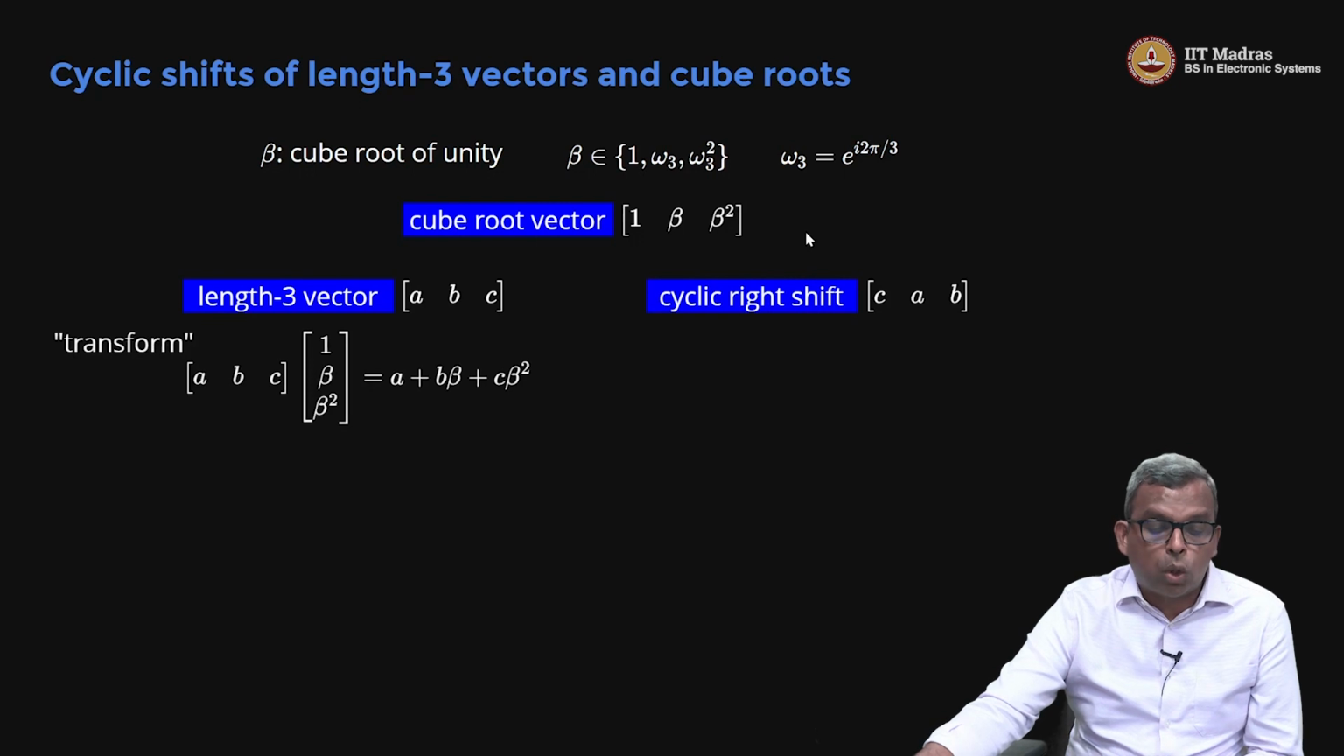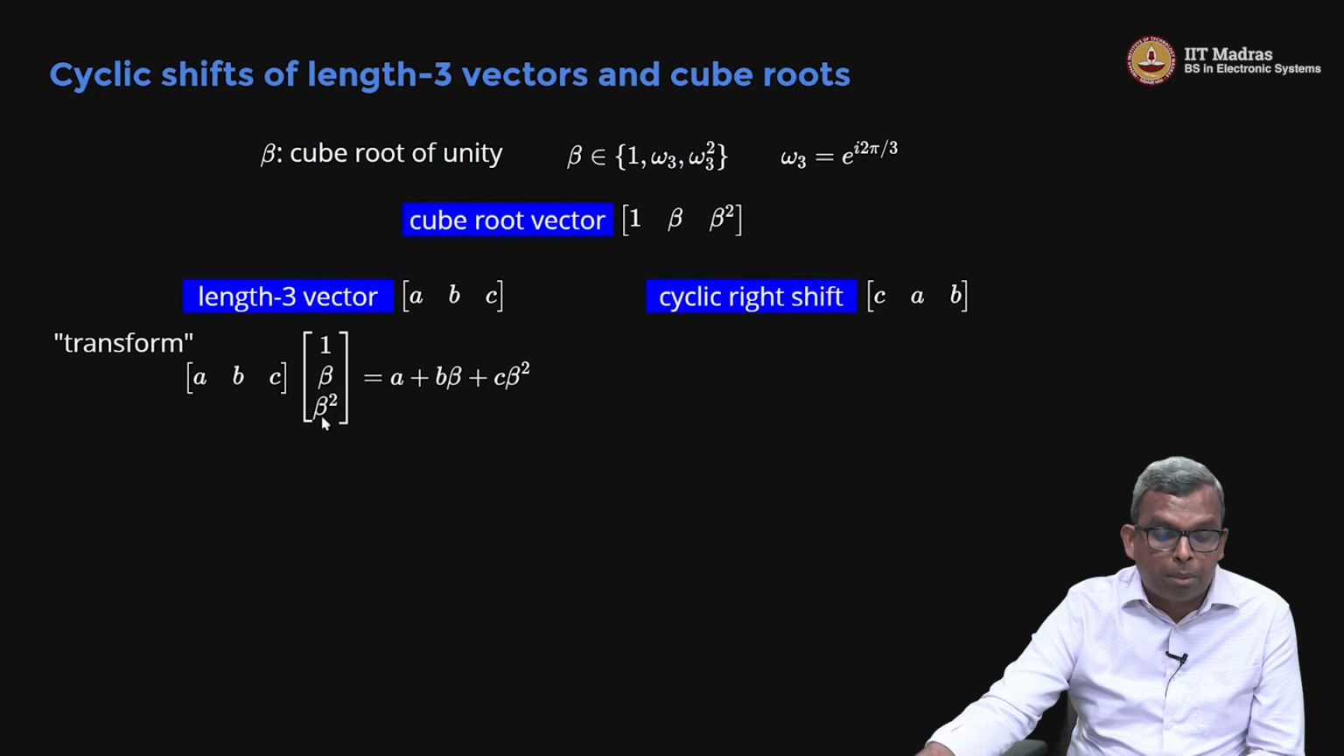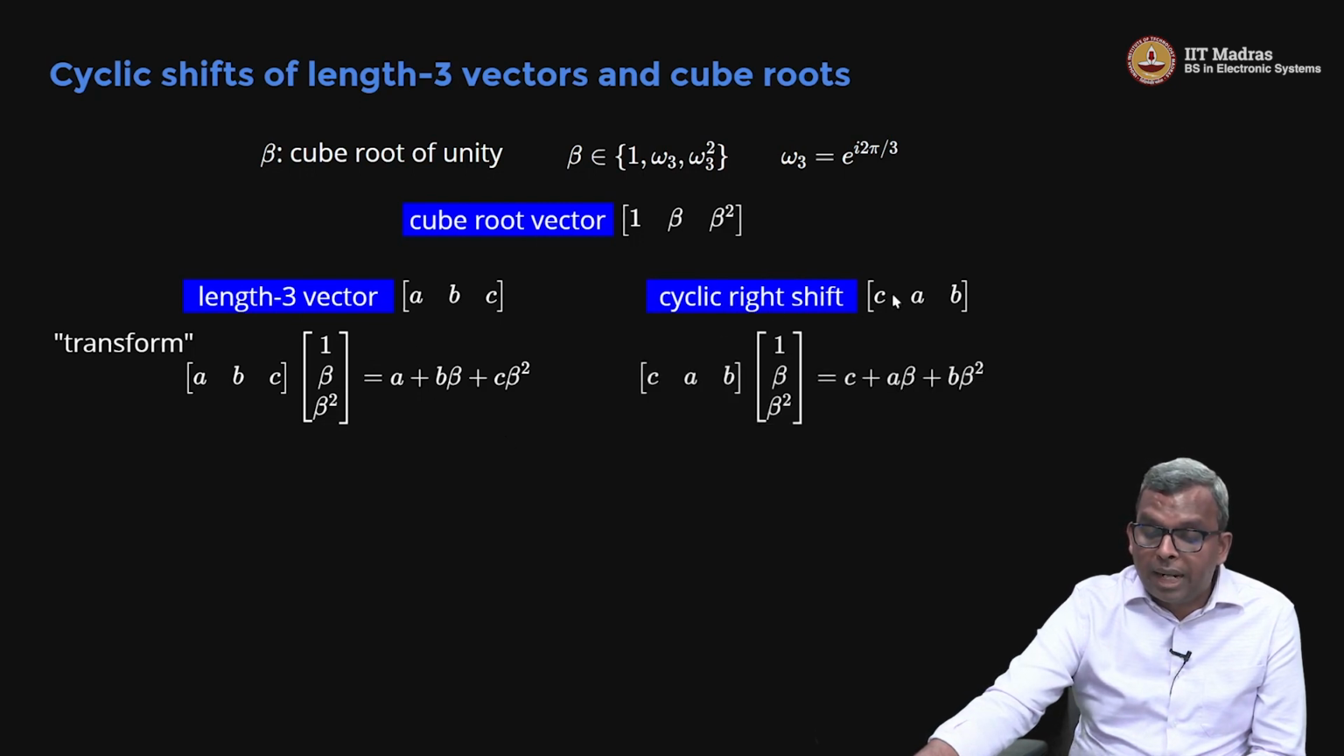Now with these two vectors and the cube root vector, I can do something very interesting which I will call a transform, in quotes. I won't go into detail here. It ends up being one type of transform which is very interesting in signal processing. So you take ABC and multiply on the right with this cube root vector 1 beta beta squared. What do you get? You get this scalar number A plus B beta plus C beta squared. Simple enough. Now we can do the same for the right shifted vector CAB. Again you do the same transform, you get C plus A beta plus B beta squared.